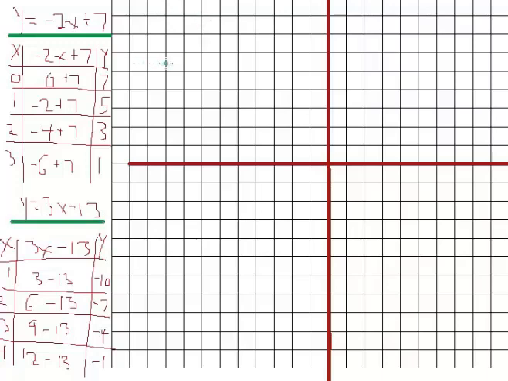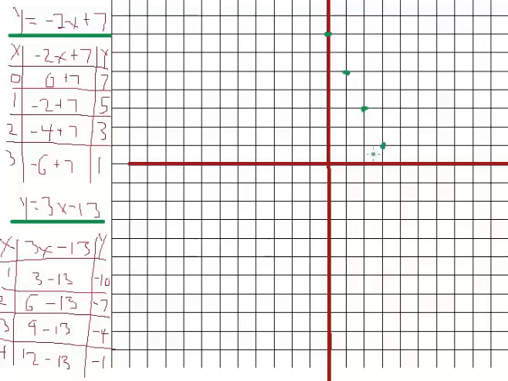For this one, what was our first point? Our first point was 0, 7, right? So that's 0, 1, 2, 3, 4, 5, 6, 7. Our second point was 1, 5. Our third point was 2, 3. Our fourth point was 3, 1, which is over here. Okay, that's all our points.